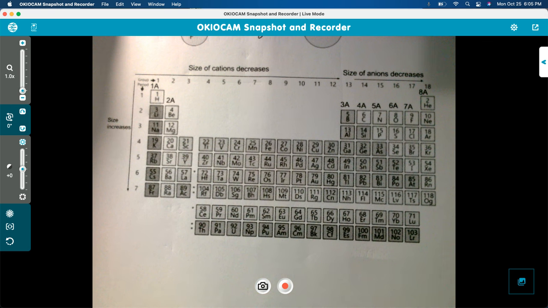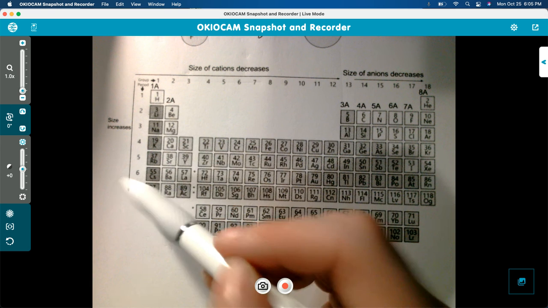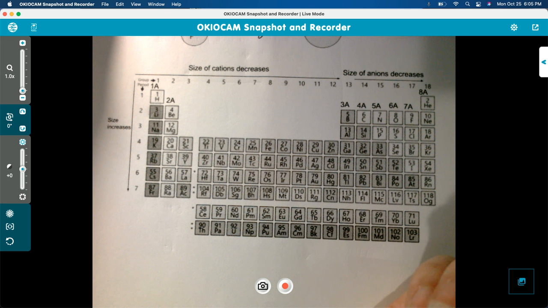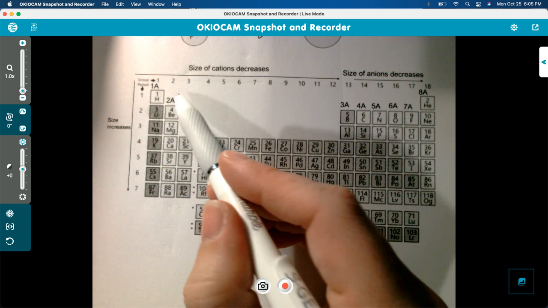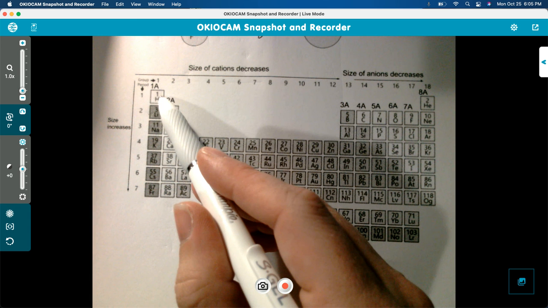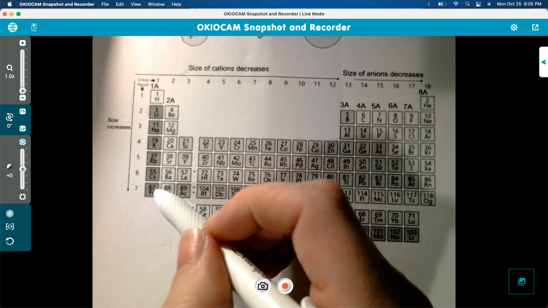But generally speaking, the size of our ions increases as we go down our periodic table, kind of like the size of our atoms increases as we go down our periodic table. And that's because there are going to be more electrons and more protons and neutrons. For example, hydrogen has one proton and one electron. That's going to be a lot smaller than something like francium, which has 87 of each.